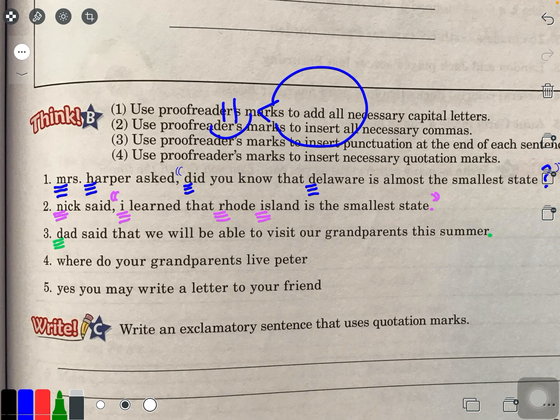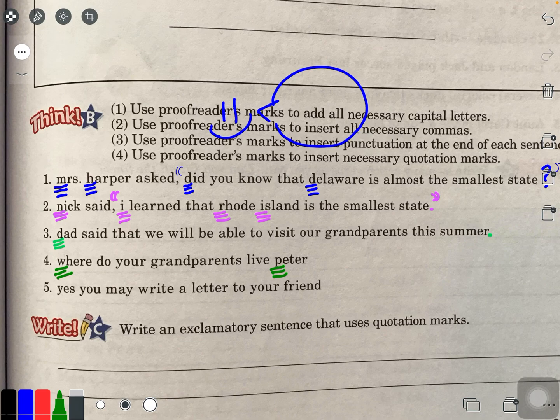Number 4. Where do your grandparents live, Peter? Okay, let's do step 1 again, where we have to look for capital letters like where, right? W in where. And Peter. Again, Peter Parker's involved. Now, grandparents does not need to be capitalized because I'm not calling out to them. I'm not saying, hey, grandparents, or hey, grandma, hey, grandpa. So I don't need to capitalize them. I'm talking about them. I'm not talking to them. I am talking to someone named Peter.